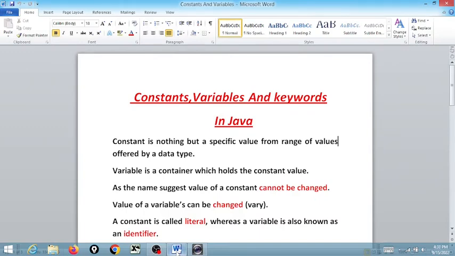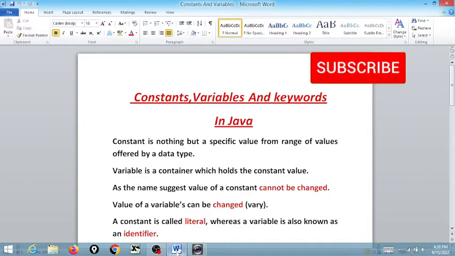In this channel we provide in-depth knowledge of different programming languages like C, C++, Java, Python, .NET, etc. In our series on the Java programming language, today we are going to discuss a very simple but important topic: constants, variables and keywords. Let's start, try to concentrate on what we are discussing. First of all, we will discuss constants, then variables, then keywords.